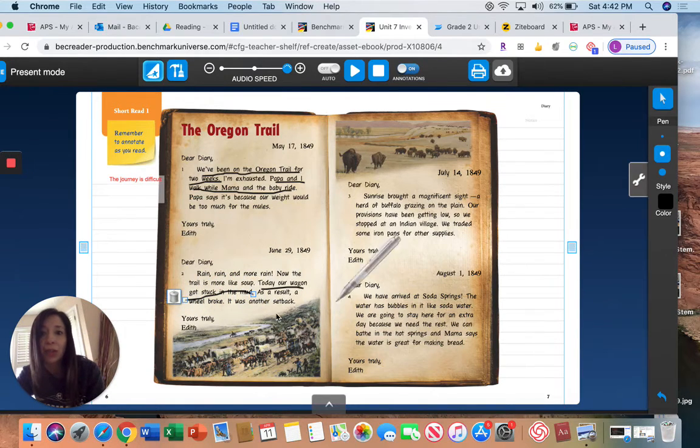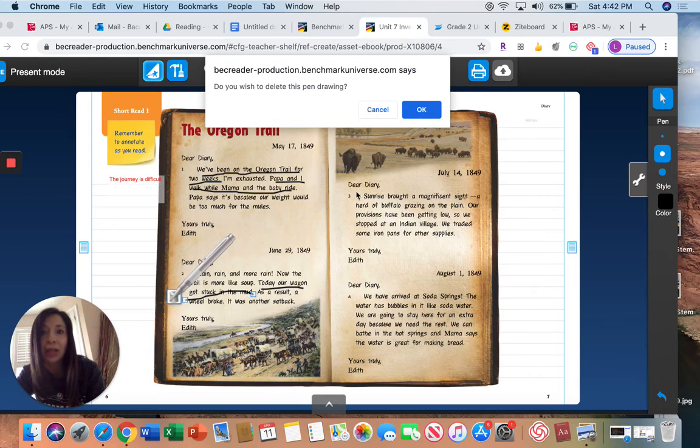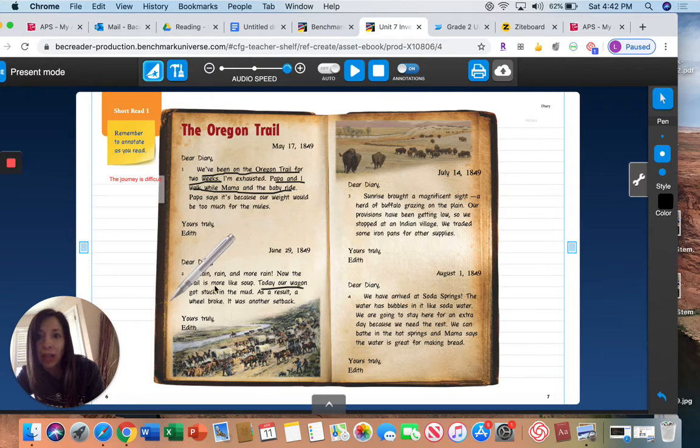Oh, I didn't do a very good job underlining my sentence. I'm going to delete that and try again. They got stuck in the mud. I still didn't do a very good job, but you get the idea. So as a result, their wheel broke.